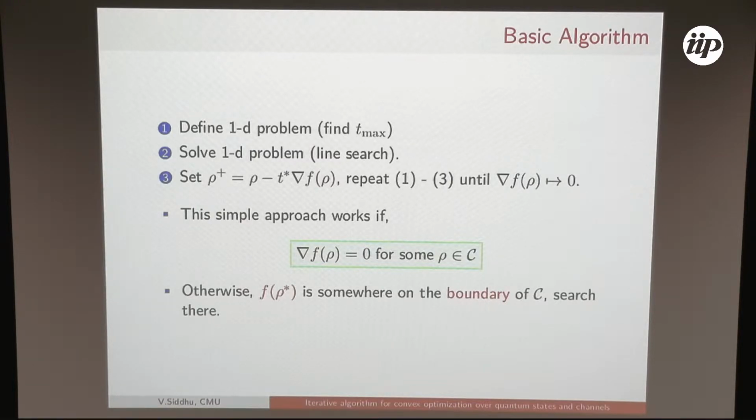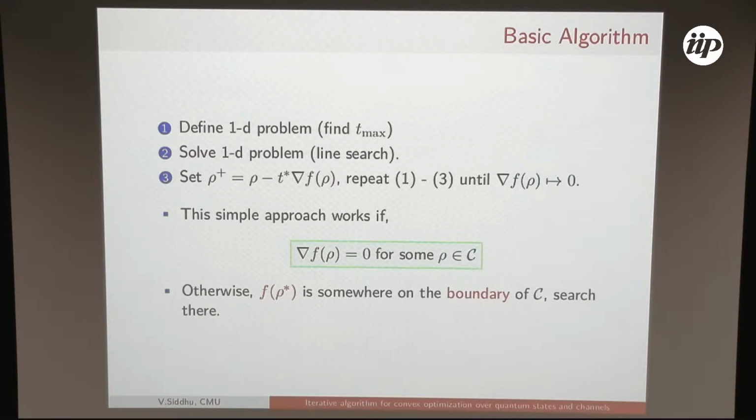Yes, then the boundary doesn't matter. But imagine a disk and a cone function. And I take this cone function, I slightly displace it from the disk, and you want to optimize over the disk. Now the gradient is 0 outside, but the optimum within the disk lies at the boundary. So when you have such a situation, then you have to search the boundary. Otherwise, the algorithm that I just stated is good. It will work.